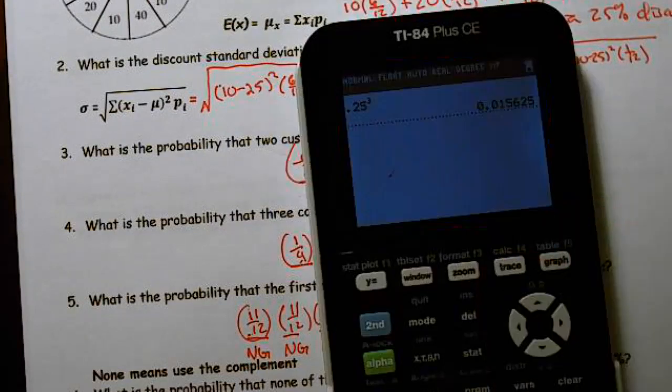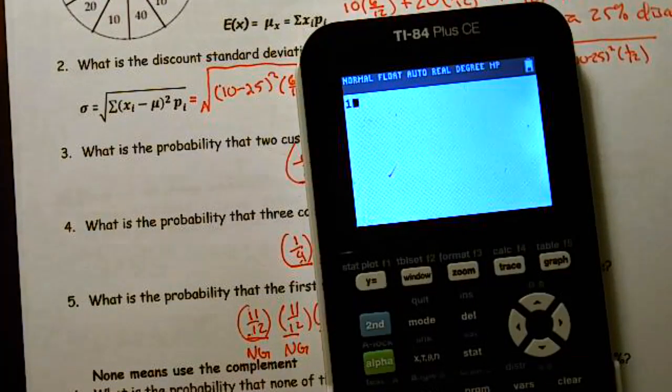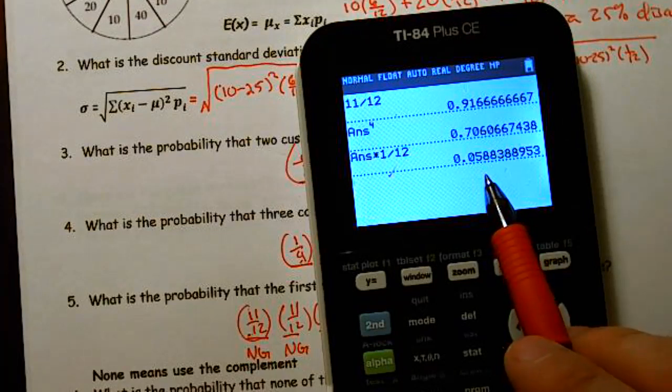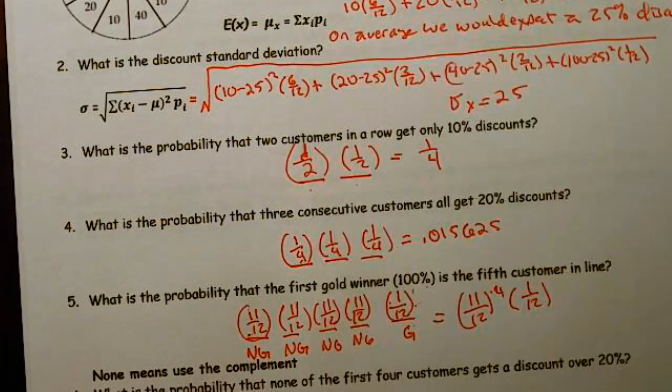So in this case, 11 divided by 12, I'm going to raise that to the 4th power times 1 divided by 12. And I end up getting 0.05883. Hope I wrote that down correctly. Wouldn't be the first time I made careless errors. And if you've seen the videos, you know that I do that.